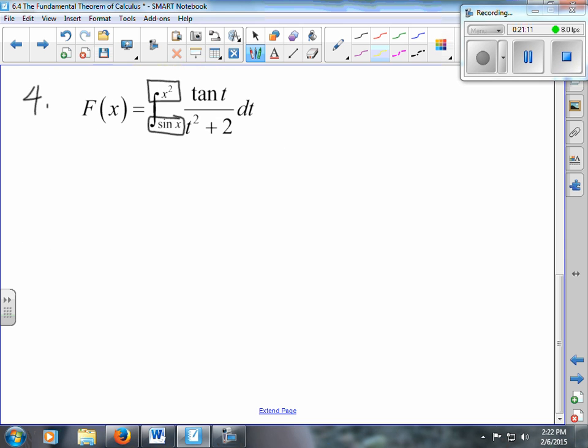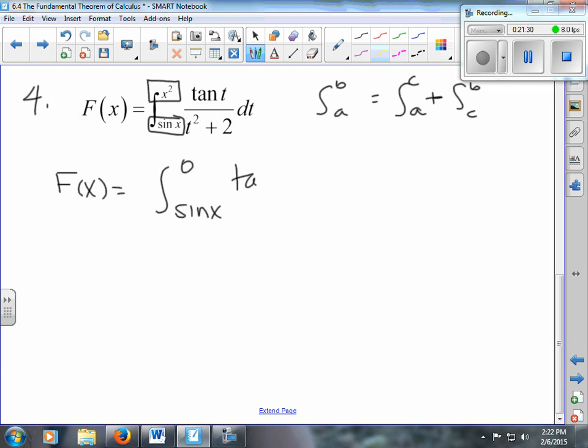Well, we have to rewrite the question again. And the way that we rewrite the question is we use additivity. Additivity was the rule that said if I go from A to B, that's the same as going from A to C plus C to B. You can stop anywhere. So I'm going to stop at 0. I'm going to rewrite this as two integrals, as two areas. I'm going to go from sine of x to 0, and then from 0 to x squared.